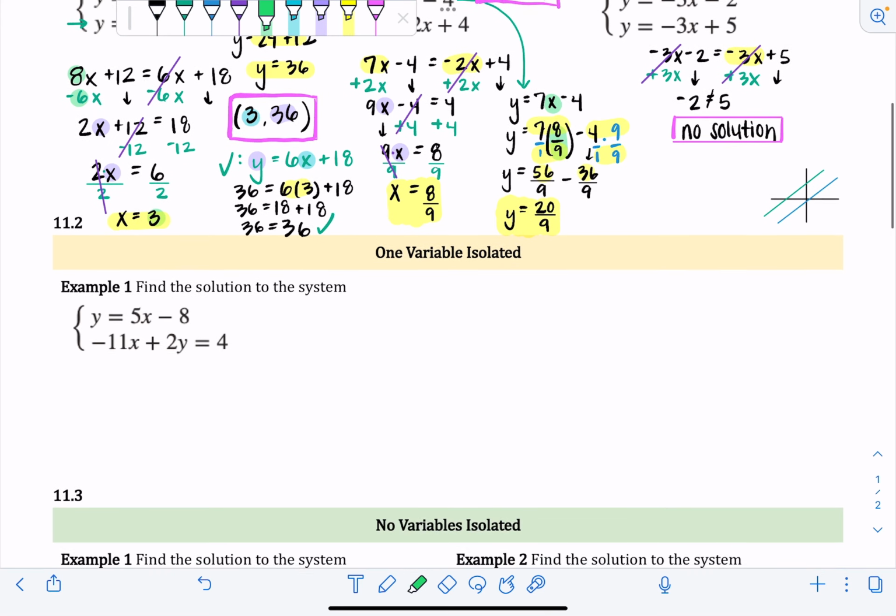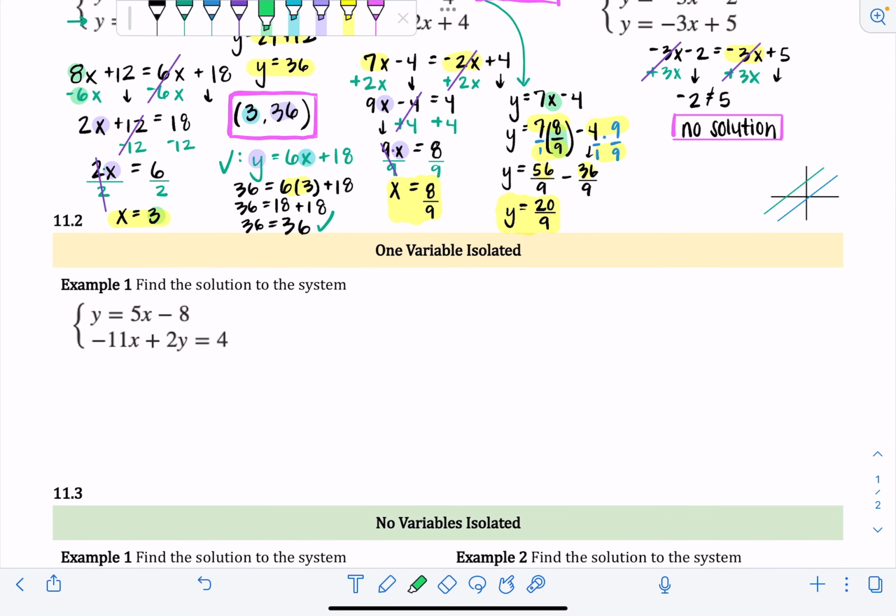With 11.2, we don't really have the choice. We can, but that would make the problem a lot more difficult. We're only given one equation where the variable is isolated, and on this one, it's the first one. So I only have that y equals 5x minus 8, where y is by itself. Over here, it's 2y, and then the negative 11x is on that side also. So having the variable isolated means it's completely on its own side of the equal sign, like this y is.